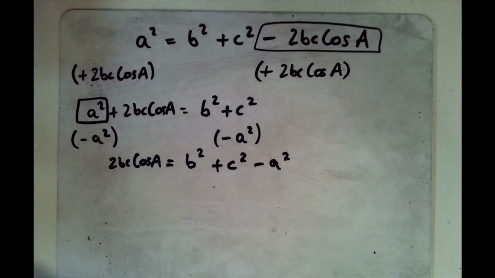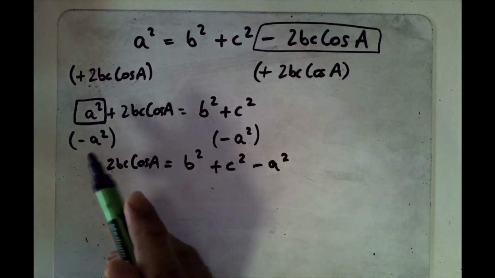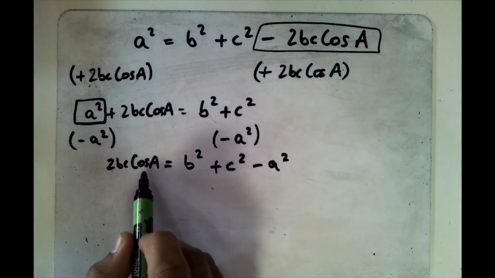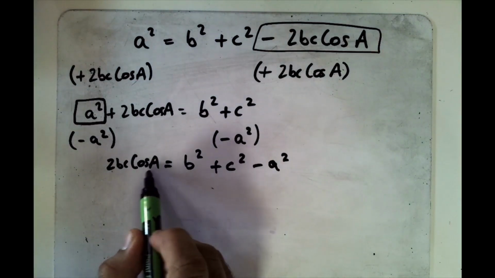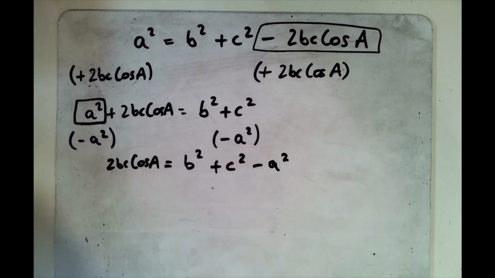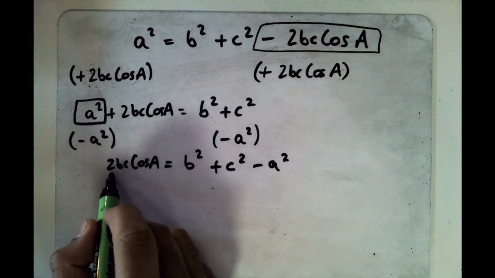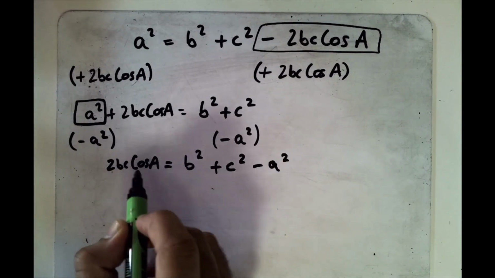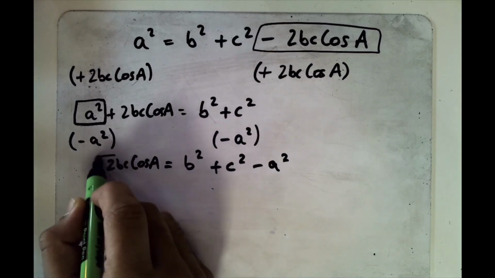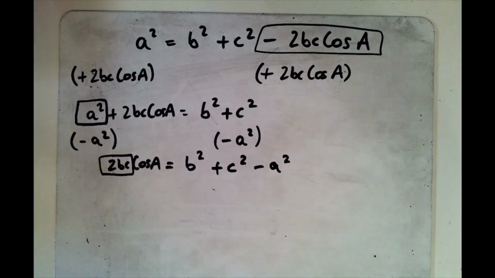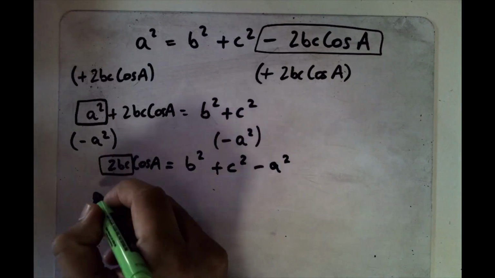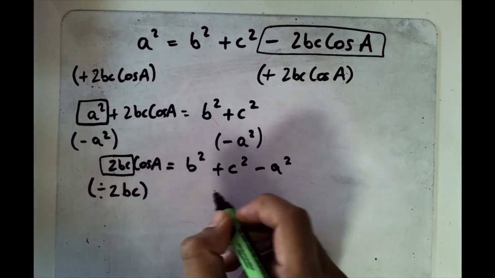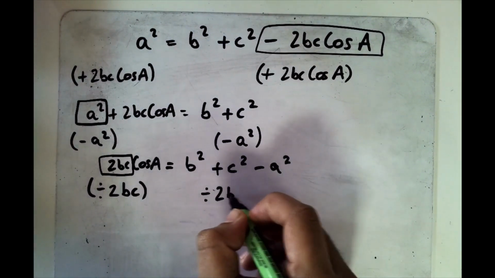Now there's just one more step, which is to get rid of the 2BC. Because remember, the whole point of this, what I'm trying to do, is to get the angle on its own, cos A, this capital letter. I want to get the cos A bit on its own. So remember with algebra, when things are written next to each other, that means times. So this is 2 times B times C times cos A. So if I just put that bit in a box, I just want to get rid of that bit. And the way to get rid of that is to divide by 2BC. And if I do that on one side of the equal sign, I have to do the same on the other side as well.